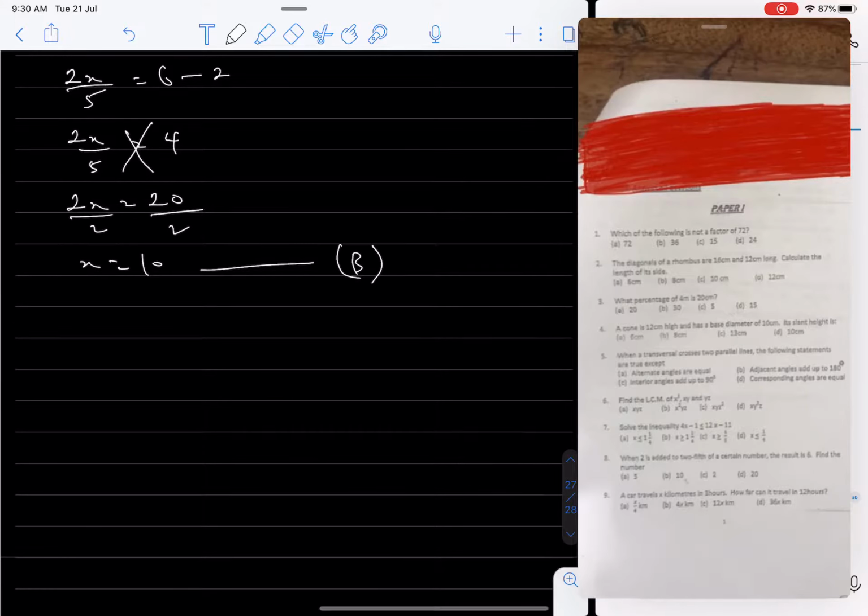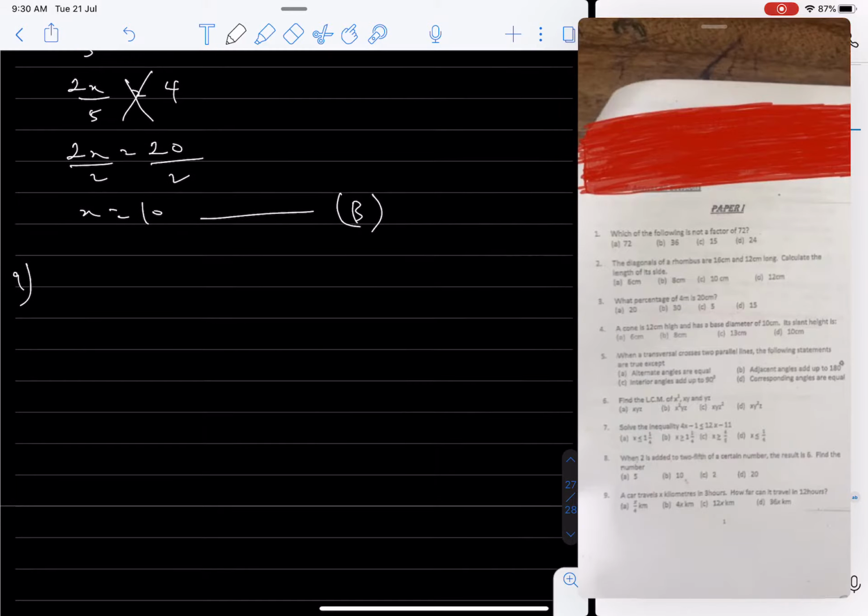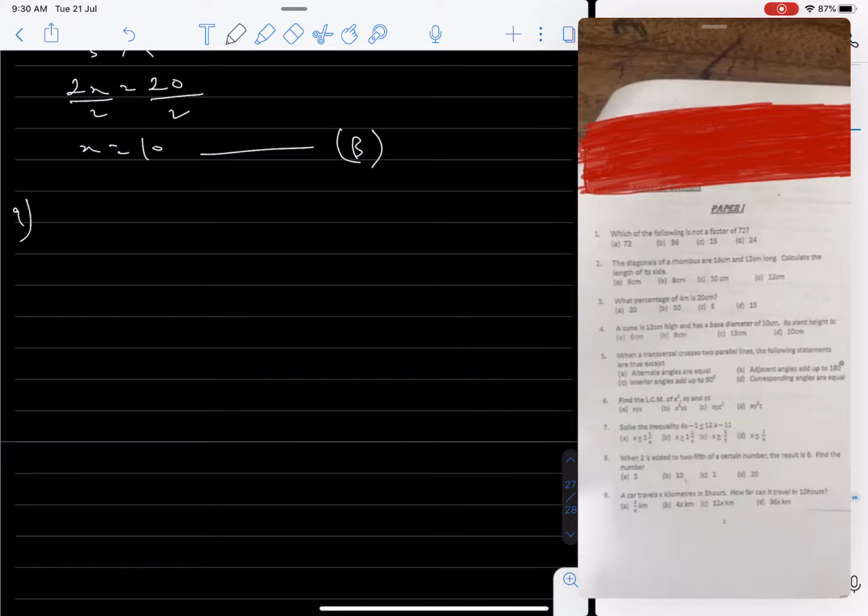We go to number 9. Number 9 says, a car travels x kilometers in 3 hours. How far can it travel in 12 hours? X kilometers in 3 hours. How far can it travel? 3 hours equals x kilometers. How far can it travel in 12 hours?